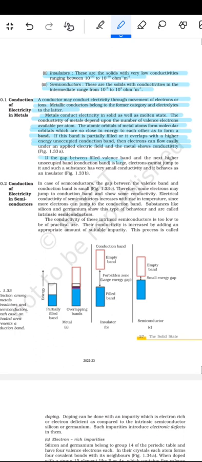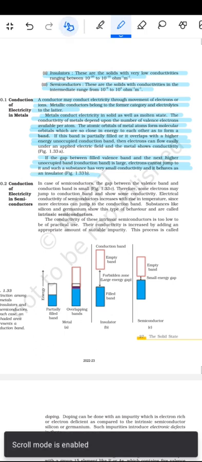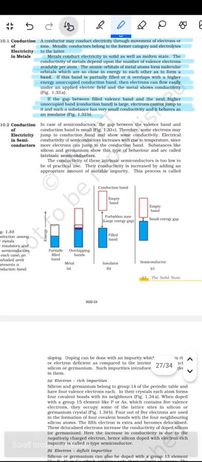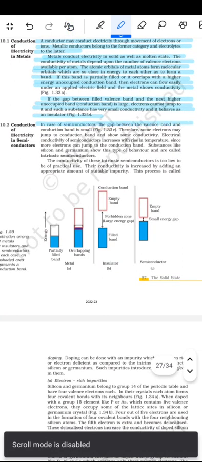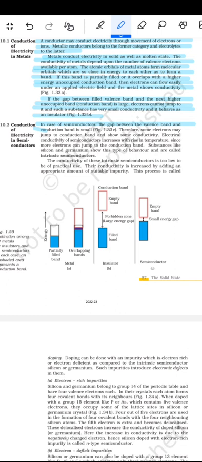If the gap between the filled valence band and the next higher unoccupied band, the conduction band, is large, electrons cannot jump to it, and such a substance has very small conductivity and it behaves as an insulator. आगे बात करें तो conduction of the electricity in the semiconductors में, तो in the case of the semiconductor, the gap between the valence band and the conduction band is small.